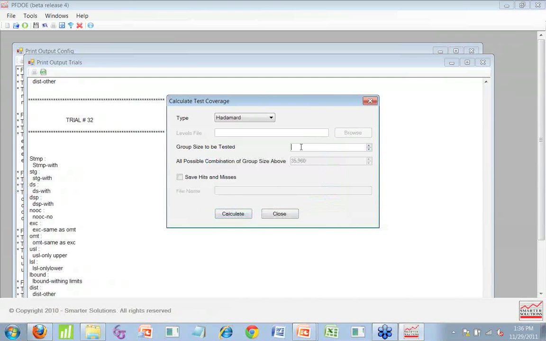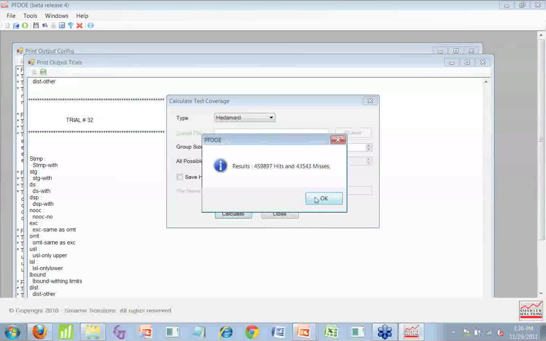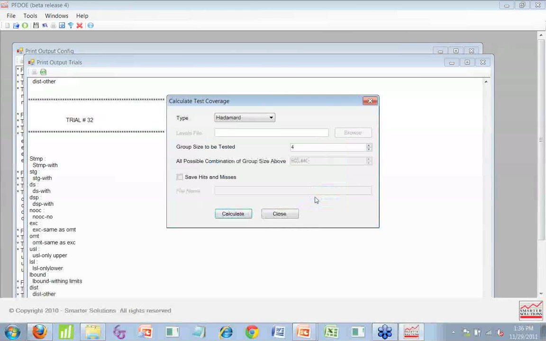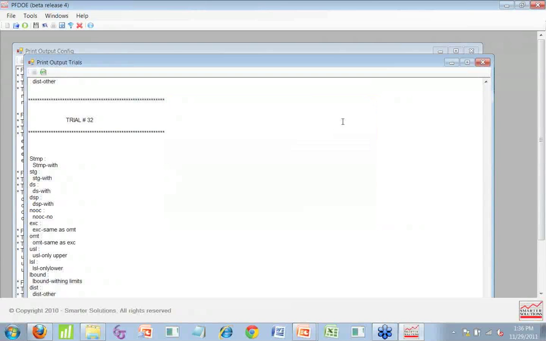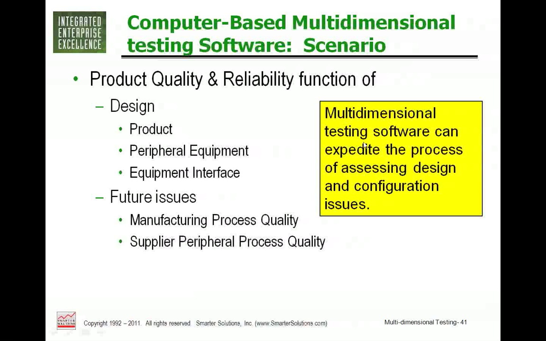So let's see how good a job we do on 4. We got 91% coverage for 4. We did a pretty good job here, even though we had only 32 trials, because we had 11 factors and several of them were not just at 2 levels. So that's what this multidimensional testing software can help you do: create the design, and it also tells you what test coverage you would have.